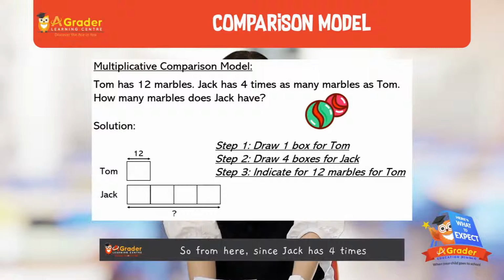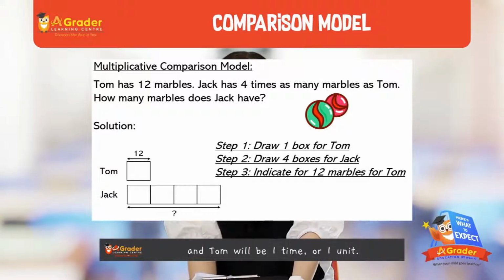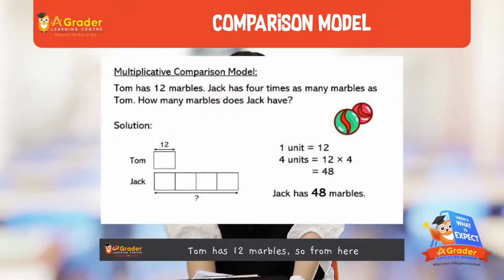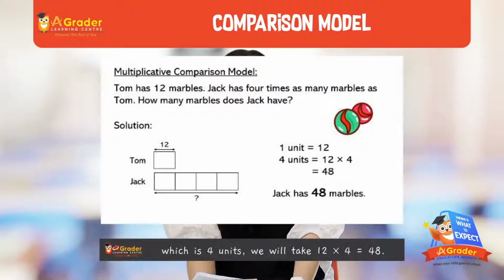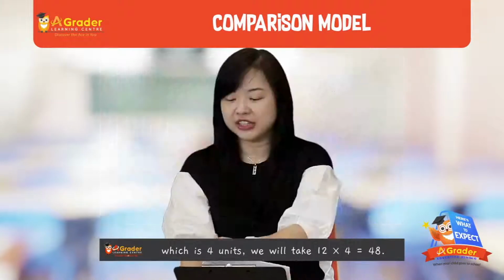Then the last one, the comparison model. Since Jack has 4 times, we will draw 4 units or 4 boxes for Jack, and Tom will be 1 time or 1 unit. Then we fill in the information where Tom has 12 marbles. So from here, we will be able to see that in order to find Jack, which is 4 units, we will take 12 times 4, which gives us 48.